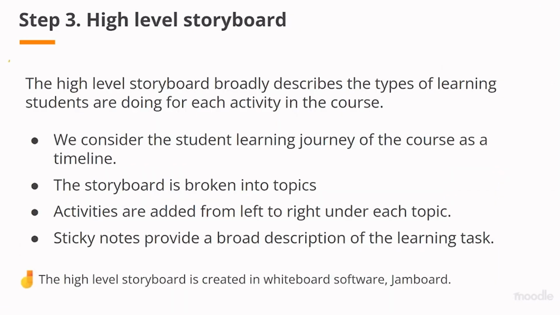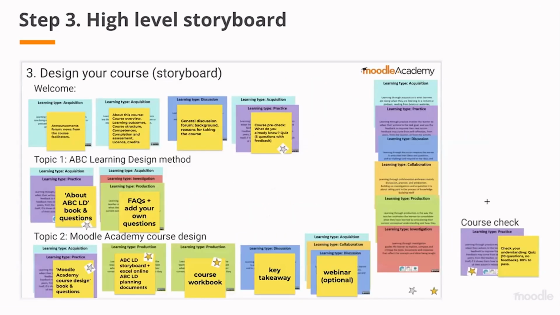We move on to the storyboard next, and there's a link in the Learning Design Planner to the storyboard, which links to the Jamboard, where broadly we describe the types of learning students are doing for each activity in the course. We consider the student learning journey of the course as a timeline, and it's up to the course team how they split this up. But for Moodle Academy courses, the storyboard is broken into topics, and activities are added from left to right under each topic, and sticky notes provide a broad description of the learning task.